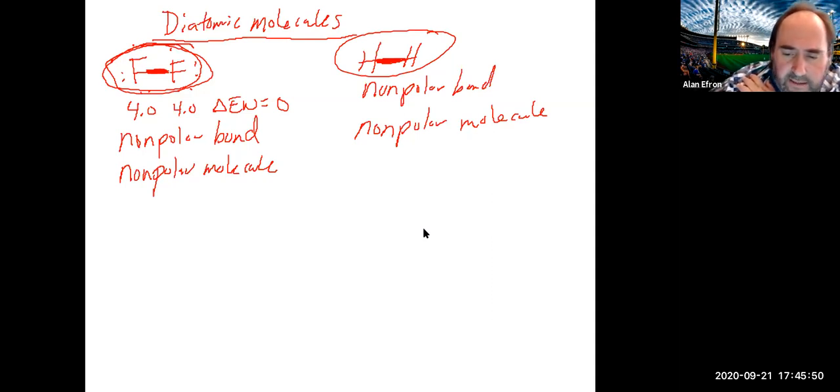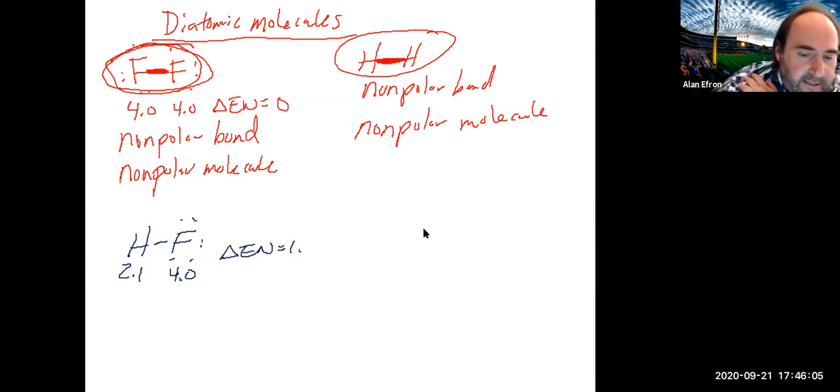Now, if you have different atoms bonded together, like HF, which we also saw earlier, hydrogen is 2.1 and fluorine has an electronegativity value of 4. The difference in electronegativity is about 1.9 when you subtract that. That means that fluorine is more negative, so we could draw the dipole arrow pointing towards the fluorine. The fluorine is more negative, the hydrogen is more positive. So in this particular case, it contains a polar bond.